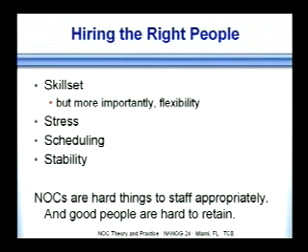Let's talk a little bit about hiring the right people. And I know we're low on time, so I'll try to rush through this as quickly as possible. From a skill set standpoint, you want to make sure your people have the skills to do their job correctly. I think that more importantly is flexibility.